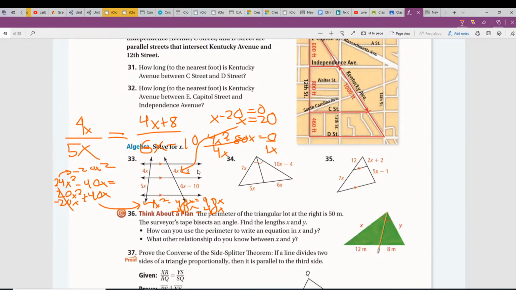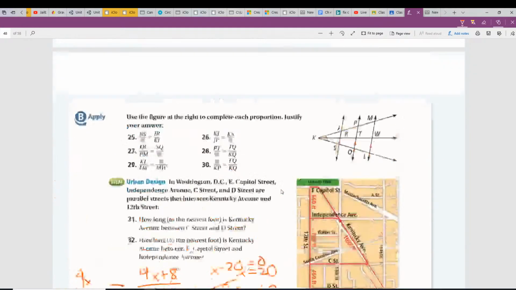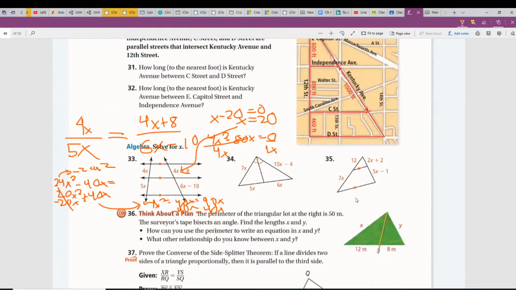Okay. Now we can do 35. So we have a similar thing going on right here. So let's set up our problem. 12 divided by 7x equals 2x plus 2, over 5x minus 1.